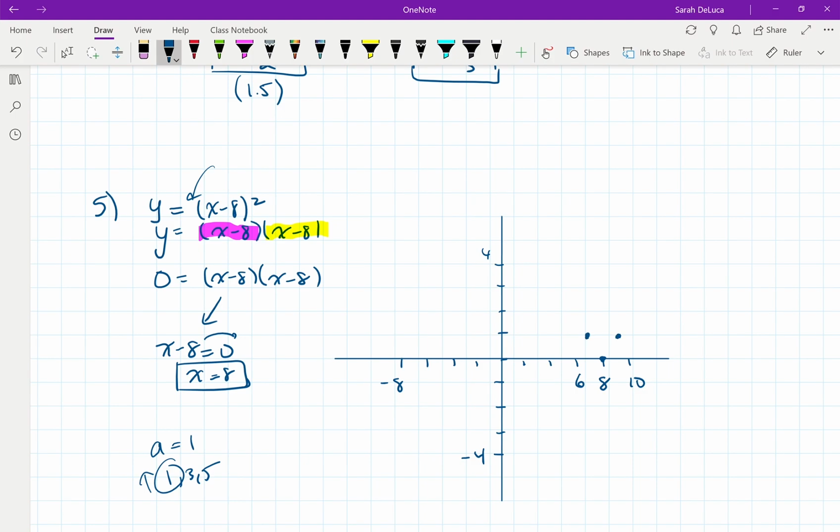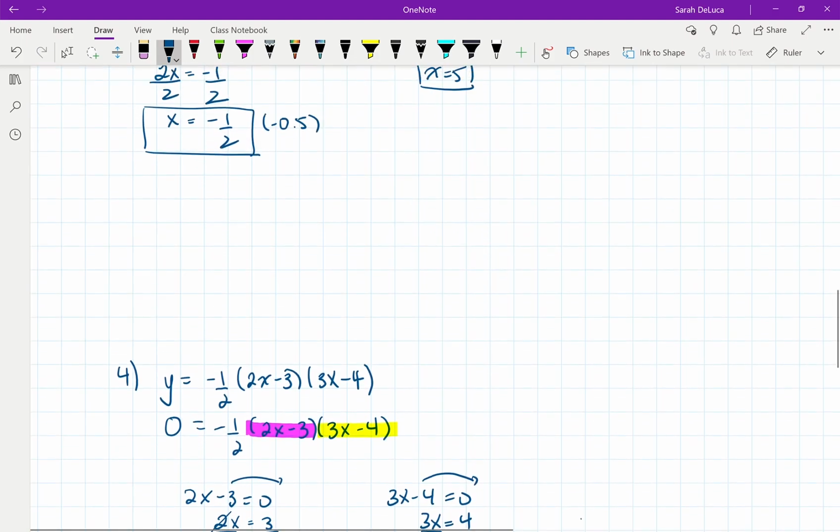Over 1 and up 1, over 1 and up 1. That's the only way to have a parabola that hits the x-axis once, is if the 0 is also the vertex. Okay, so that coordinate here, when you have one root or 1, 0, that point has to be the x-intercept, the vertex as well.